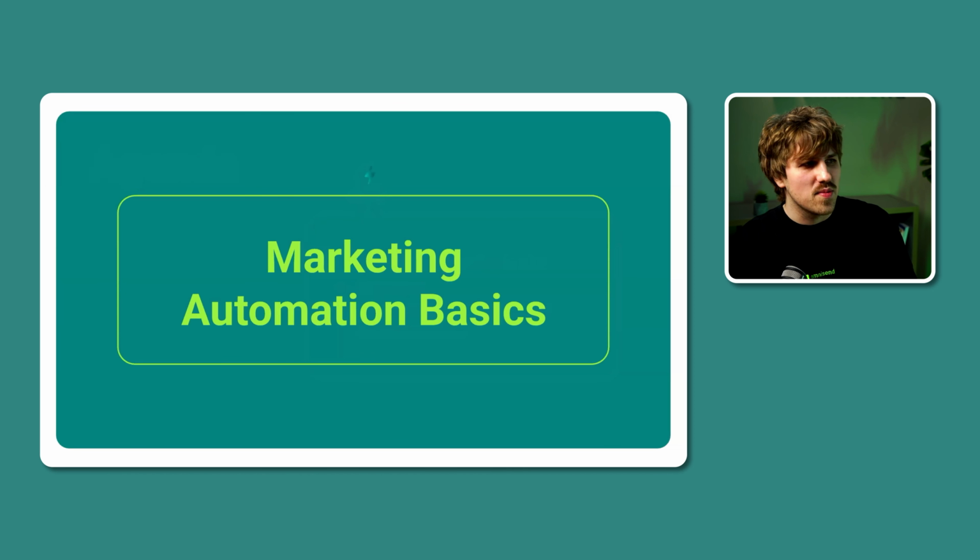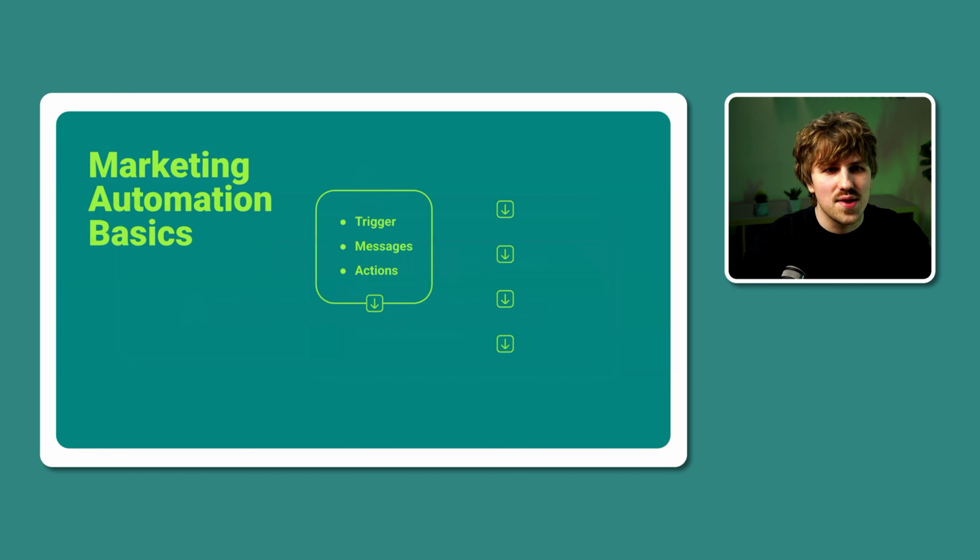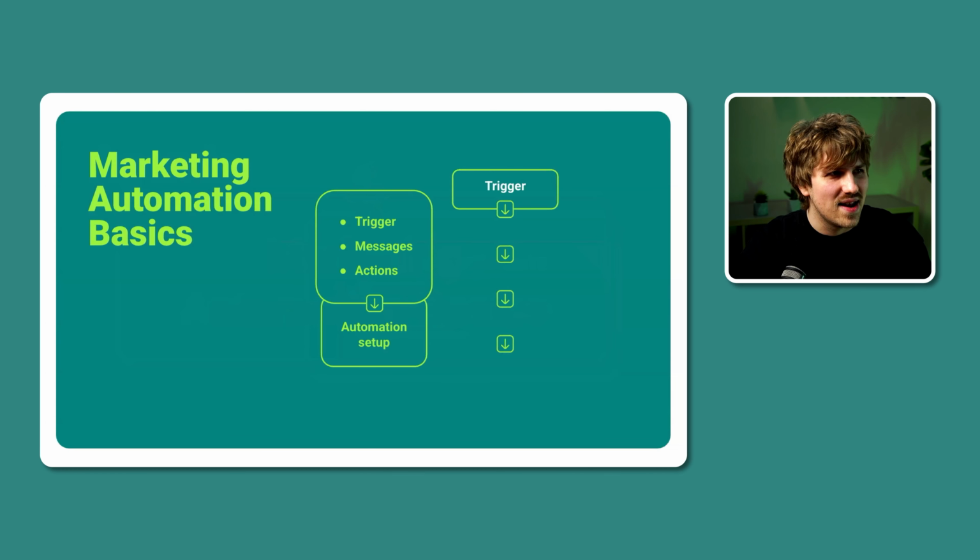And let's start with marketing automation basics. What does marketing automation basics consist of? It's trigger, messages, and actions. And this is the whole automation setup. It sounds not too difficult because it is not too difficult. And you always start with the trigger. A trigger could be something very simple: a customer adds a product to the cart, a customer enters a segment, or they fill out a form. So we have to have a trigger first.